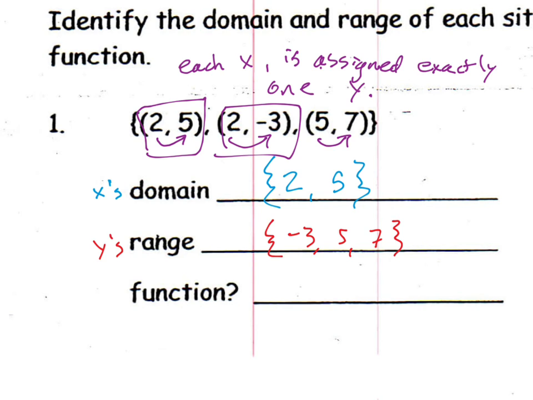So 2 has different y assignments. It has 2 of them. And so that would make this not a function. And that's because 2 has 2 different assignments. If this number was anything else, say it was 1, if this was a 1 instead, and instead my domain was 1, 2, 5, then it would be a function, because 2 got assigned to 5, 1 got assigned to -3, and 5 got assigned to 7, and that would make it a function, because each x has only one y assigned to it.